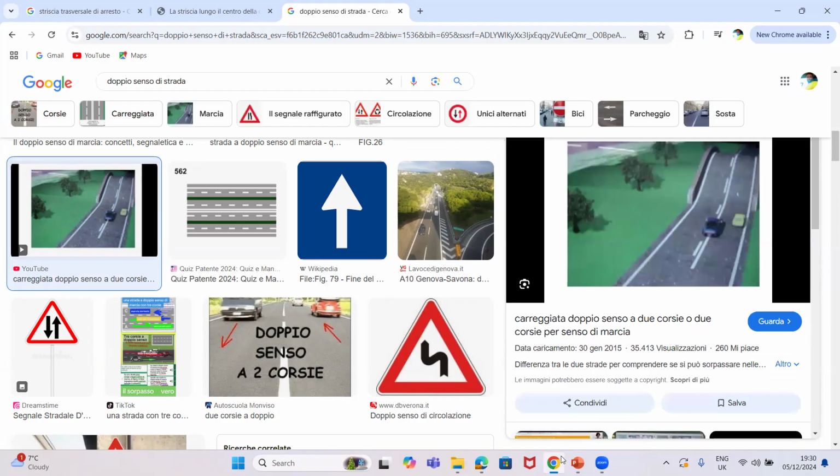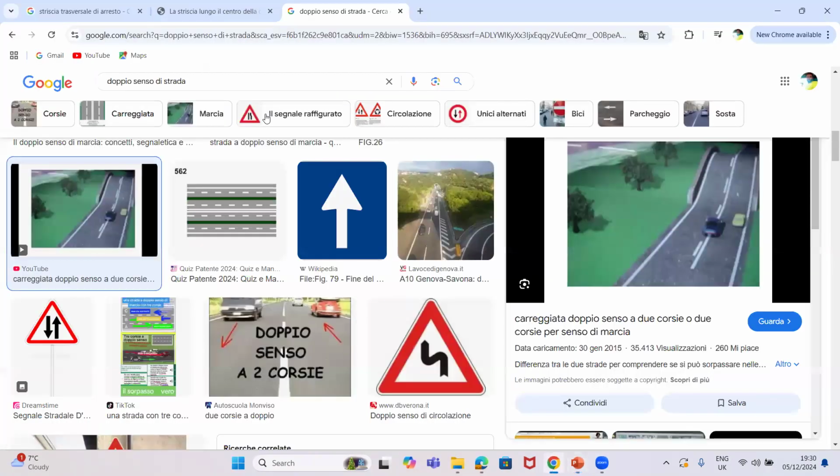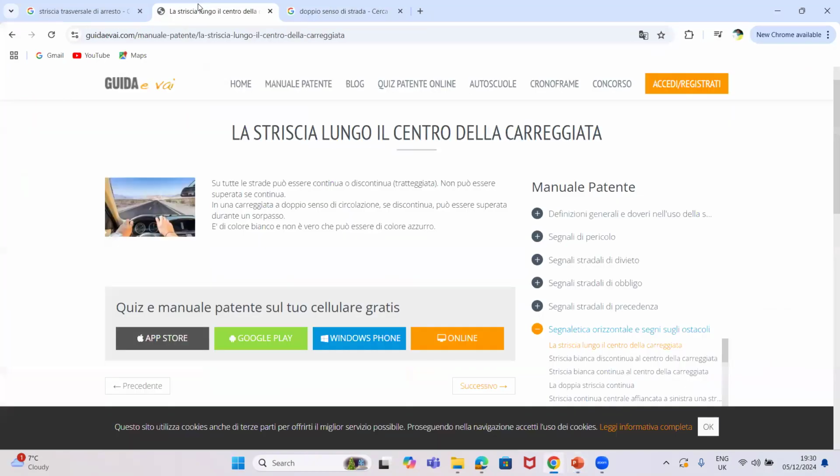Let's continue now. Watch. They said, la striscia lungo il centro della carreggiata. What is striscia? Write it down. Striscia means line in this situation. They said the line in the center of the carreggiata.